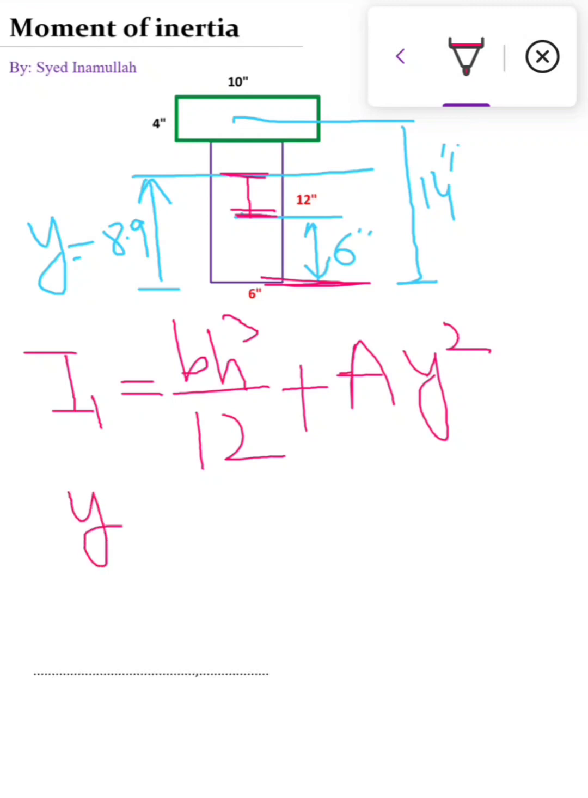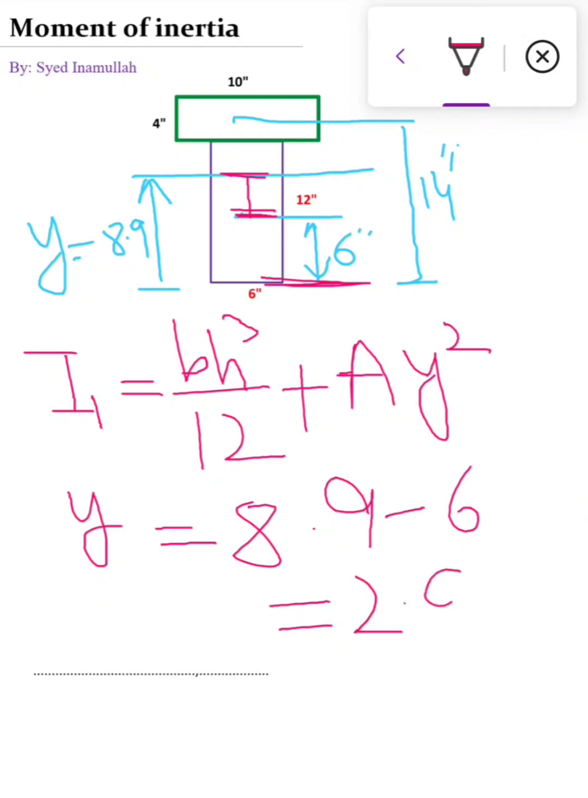So for y, we will subtract 6 from 8.9, the center of gravity. It is the y distance, the axis to axis distance, which will become equal to 2.9. It is a very important step for this question. So we will put B as 6 inches, H as 12 inches, the overall depth or height, divided by 12, plus A is the area, which is 6 multiplied by 12, into y square. Y is 2.9 raised to the power 2.